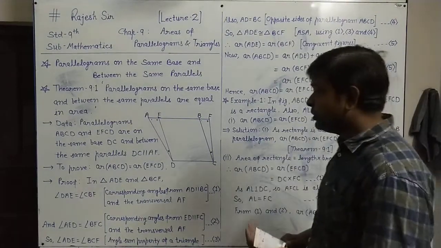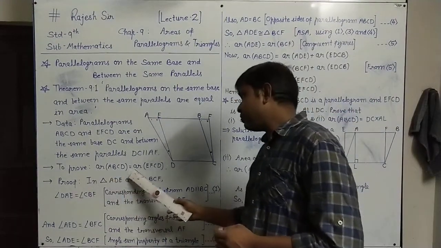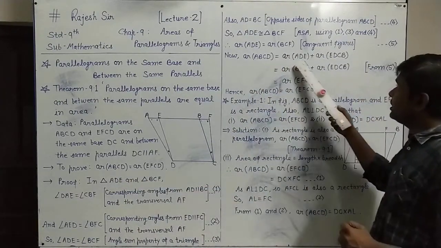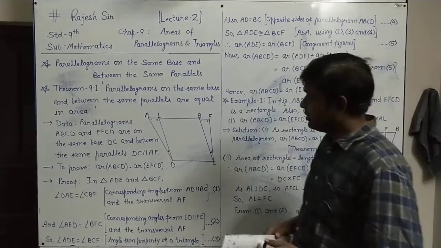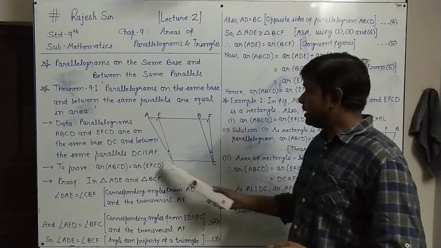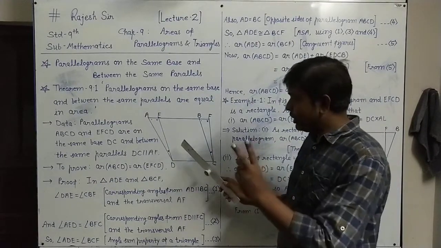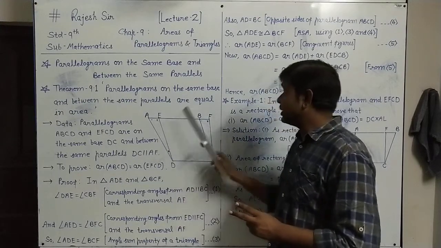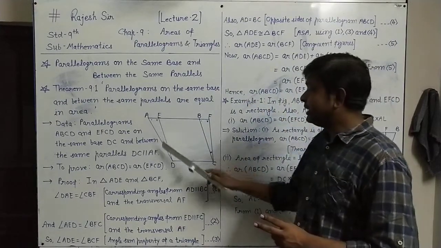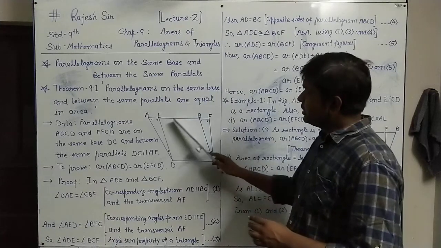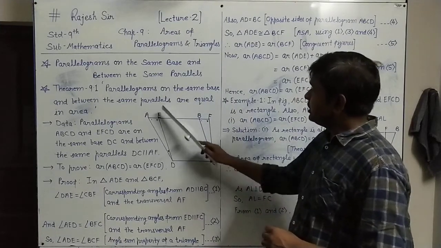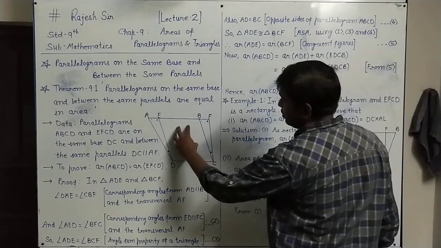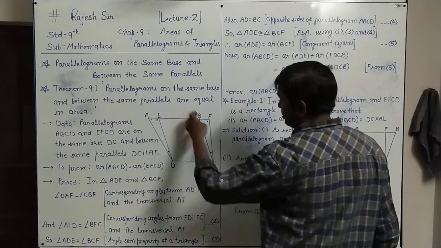Now what we want to prove is area of ABCD equals area of EFCD. So we start with its left side. Area of ABCD equals, from the figure you can see, ABCD's area is composed of two areas. One is this triangle ADE, so that is area of ADE, and this quadrilateral EBCD, area of EBCD. This quadrilateral and this triangle make ABCD.